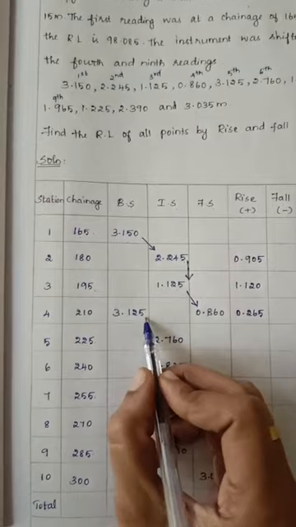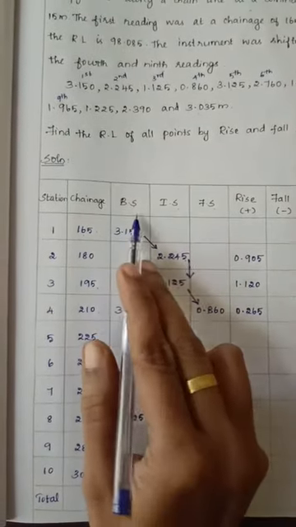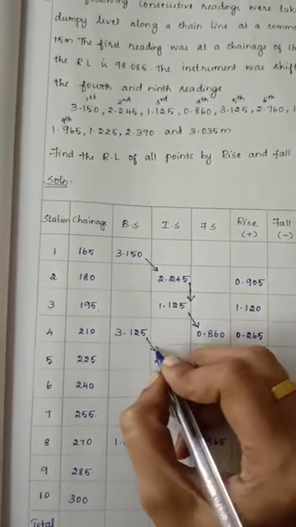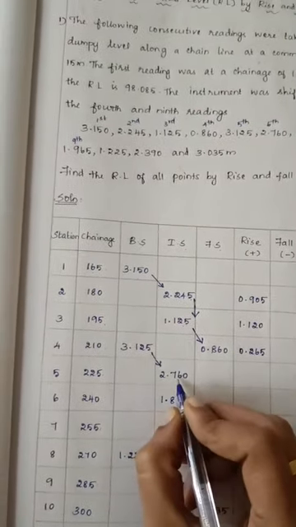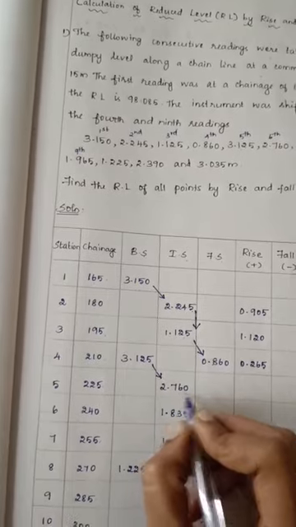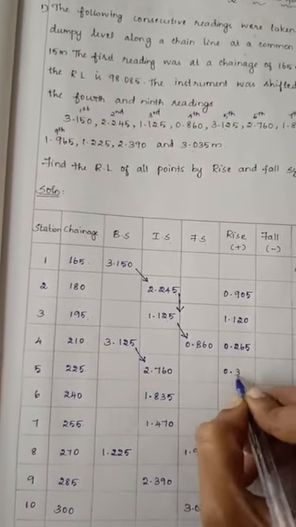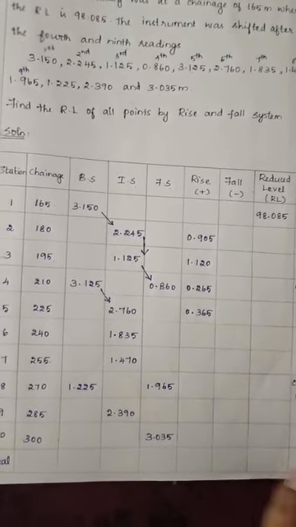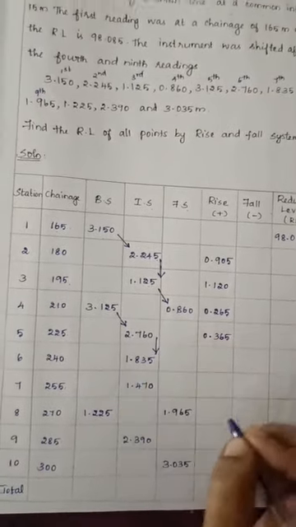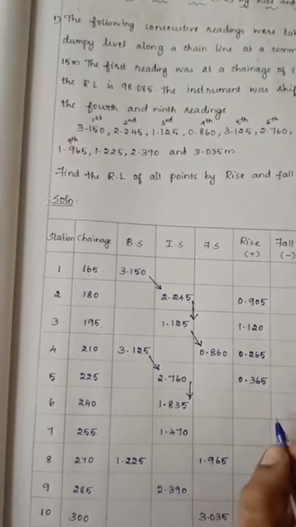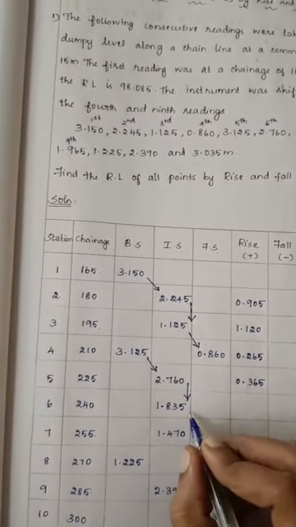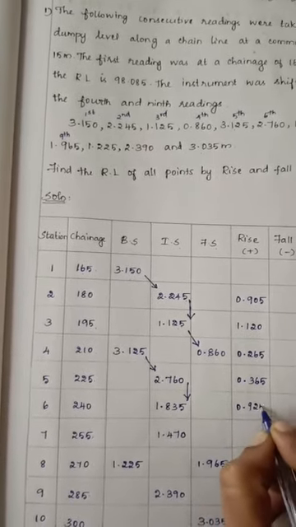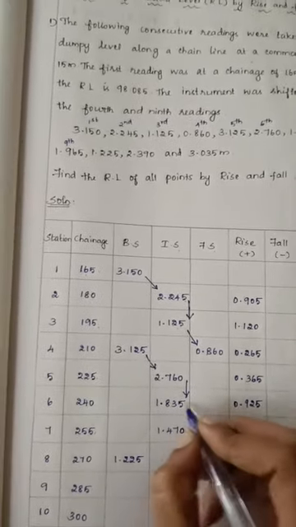Then again 3.125 is in a backside column, and the next value is in the intermediate side, therefore subtract backside minus intermediate side. The value is positive 0.365. Therefore you enter the positive value in the rise column. Then intermediate side minus intermediate side, 2.760 minus 1.835. The value is positive 0.925. Enter it in the rise column itself.